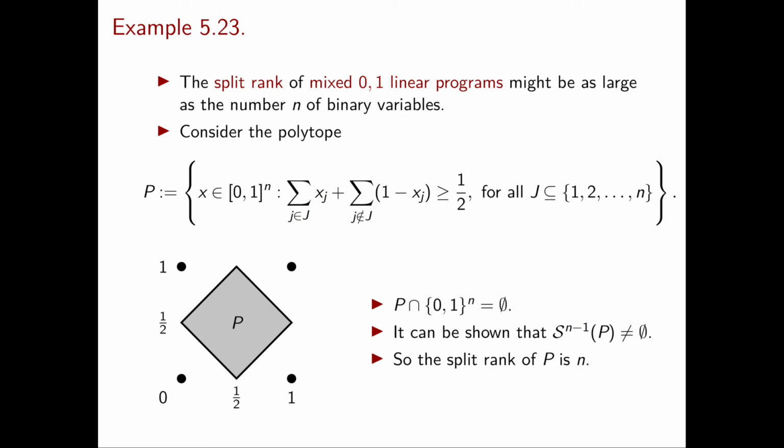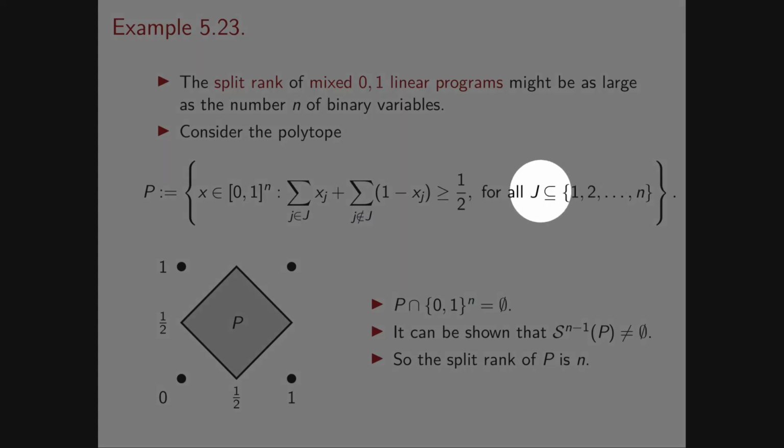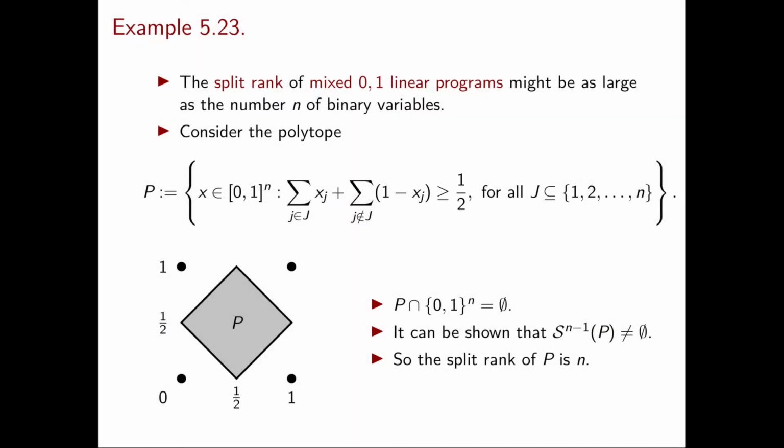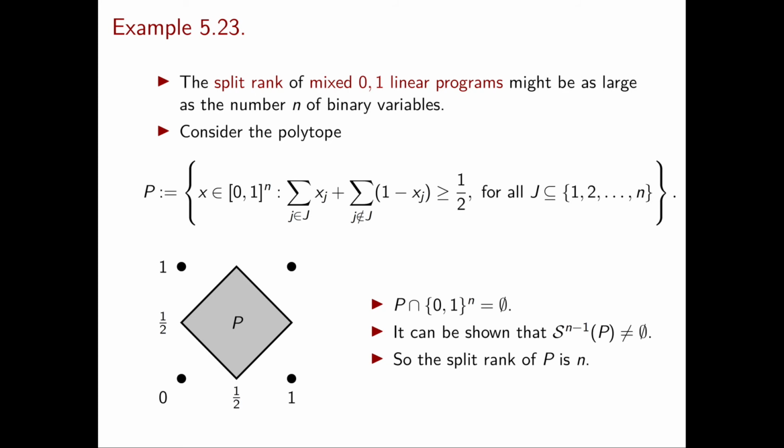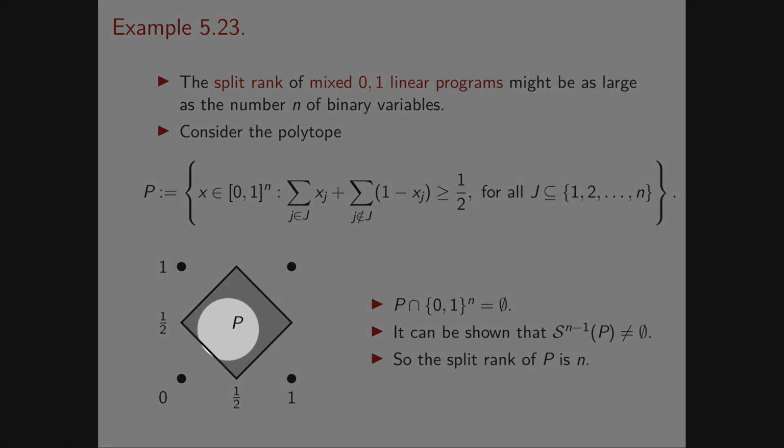So in this polyhedron, we look at any subset capital J of 1 to n, and then we write the inequality sum of all the xj for j in J, plus 1 minus xj for every j not in J, greater than or equal to 1/2. This polytope is also known in the literature as cross polytope, and we have here the cross polytope in dimension 2. In this case, it's defined exactly by 4 inequalities because that's exactly the number of subsets of 1 and 2.